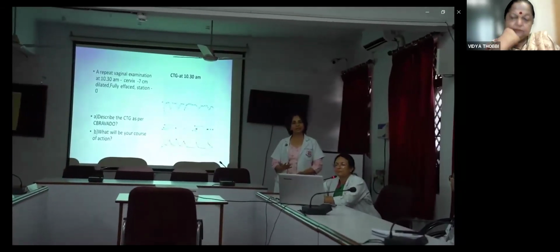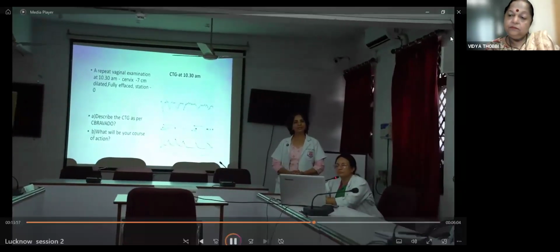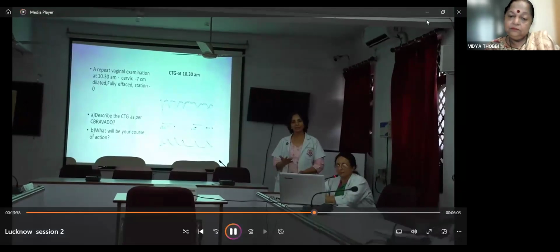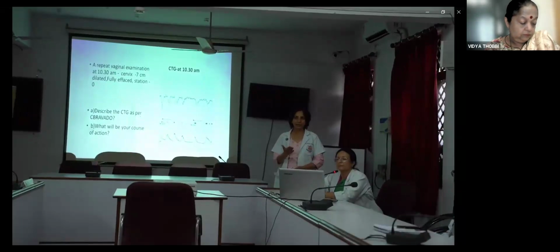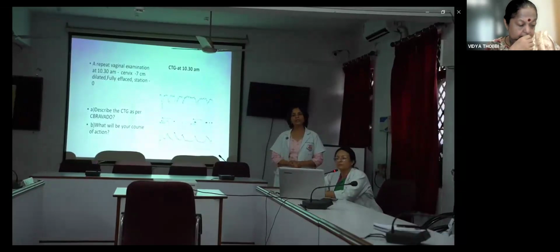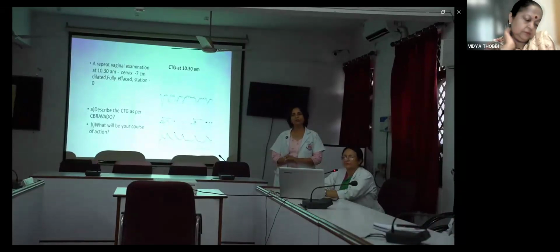So after 3 hours, this was her CTG trace. She was kept on continuous CTG monitoring because of that early deceleration. Her PV finding after 3 hours was that the cervix was 7 centimeters and fully effaced, and station has come down to 0. So this was her CTG trace at 10:30 a.m. We would like you to interpret and tell what next.